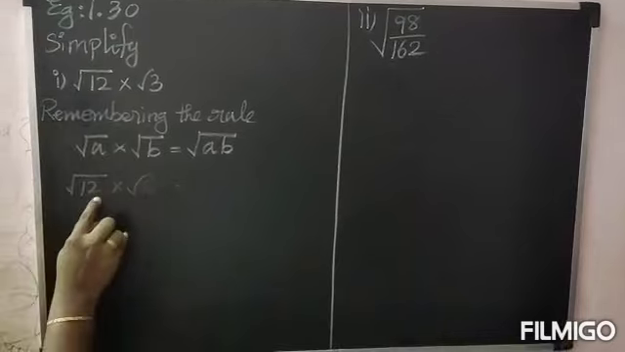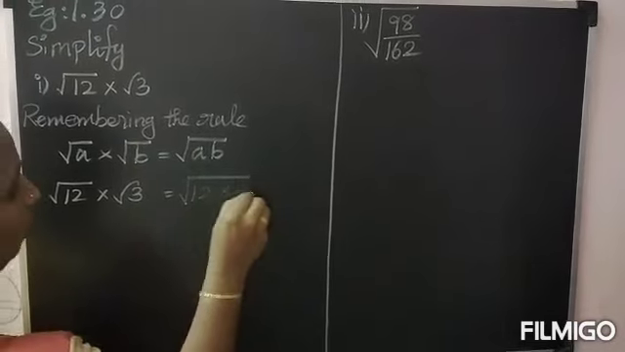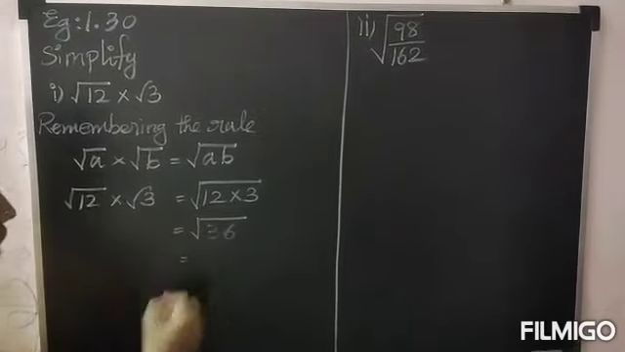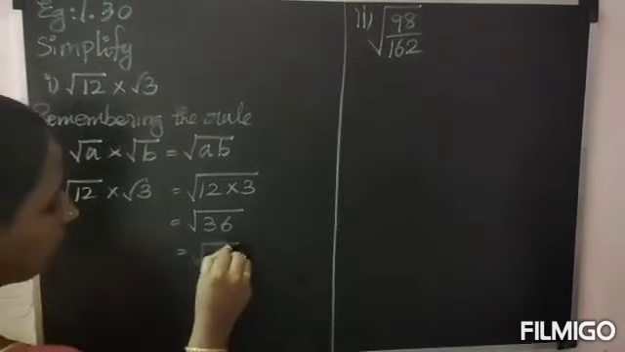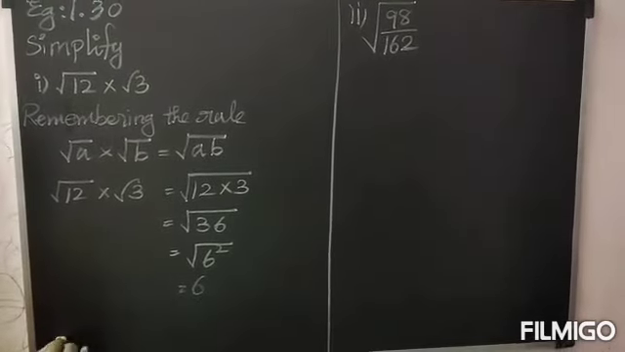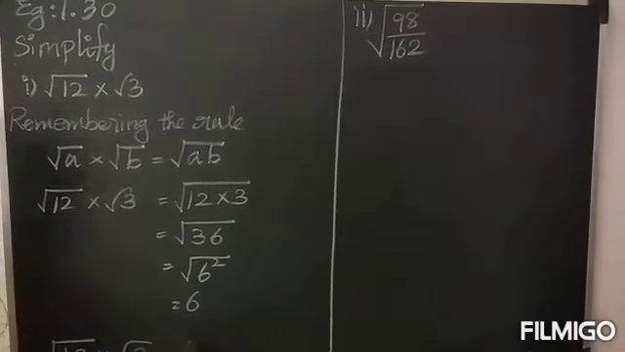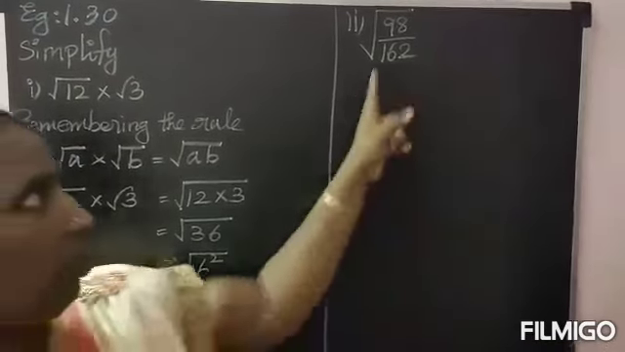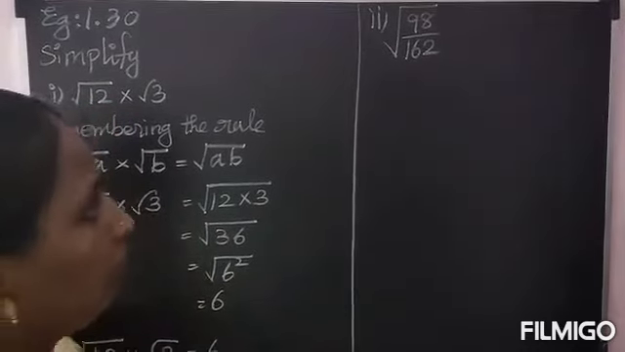So you can write root 12 into root 3 equal to square root of 12 into 3. 3 2s are 6, 3 1s are 3, so square root of 36. Square root of 36 can be written as 6 square, isn't it? Square and square root will get cancelled, you will get 6. So therefore, square root of 12 into square root of 3, the answer is 6. Is it clear? Next, move on to the second one: square root of 98 divided by 162. Now we are going to simplify this.